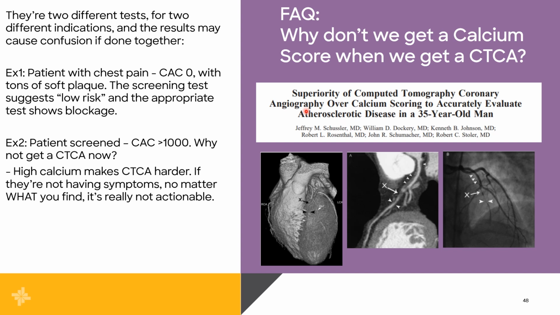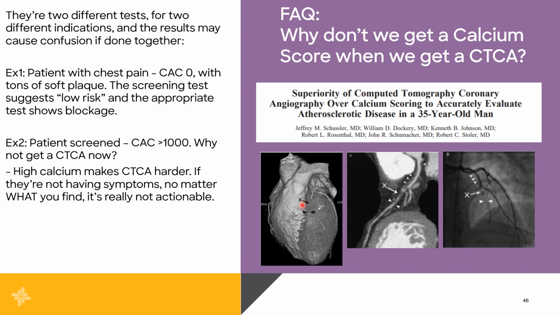There's a really good reason. These are two different tests with two different indications, and the results can be very confusing. Here's a good example from years ago. We actually published this when we started doing CTs. We had a calcium score on this 35-year-old man with risk factors, and he was having chest pain, and his calcium score was 0. But when you did the CT angiogram, he had pretty horrible looking disease.